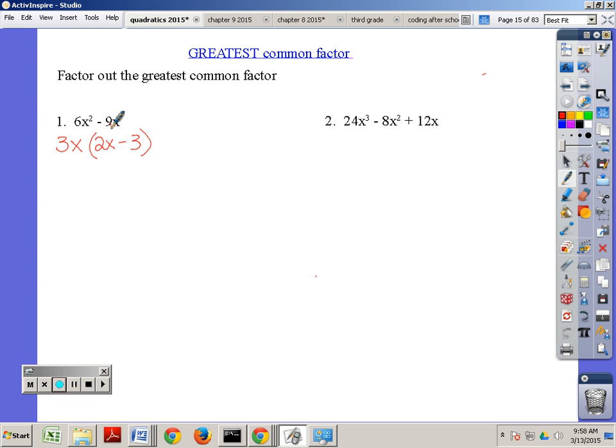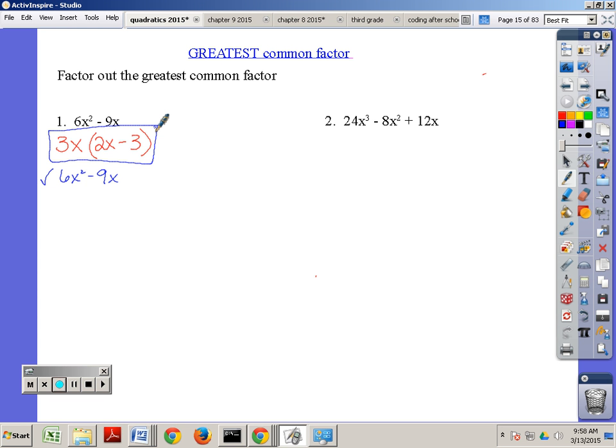So you could check it by remultiplying it. So you check it by distributing. So 3x times 2x is 6x squared. 3x times negative 3 is negative 9x. And that is exactly what we started with. So this is your factored form.